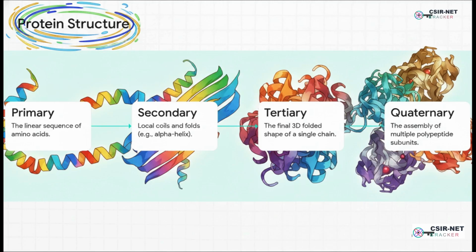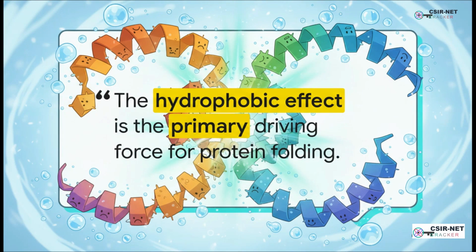And for the real heavy hitters, like hemoglobin that carries oxygen in your blood, you get several of these folded chains coming together to form a massive quaternary structure. It's an amazing piece of molecular machinery. So you're probably wondering, what makes it fold so perfectly? How does it know what shape to take?